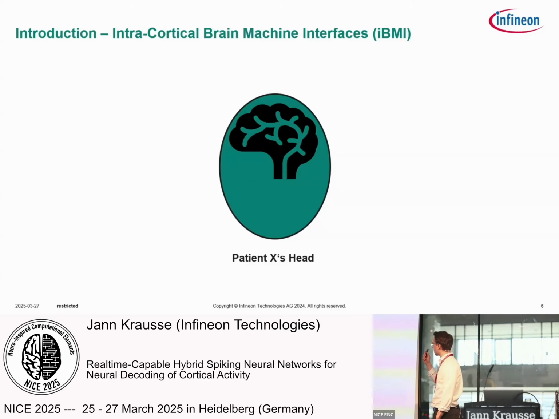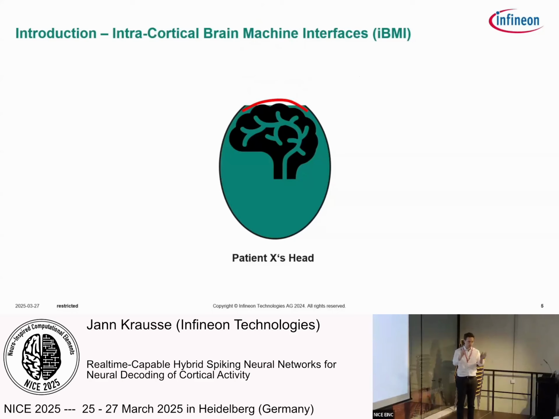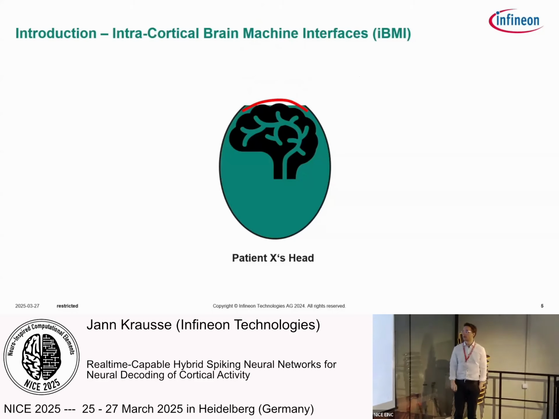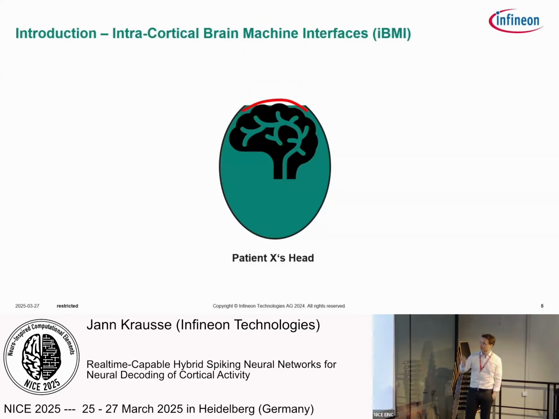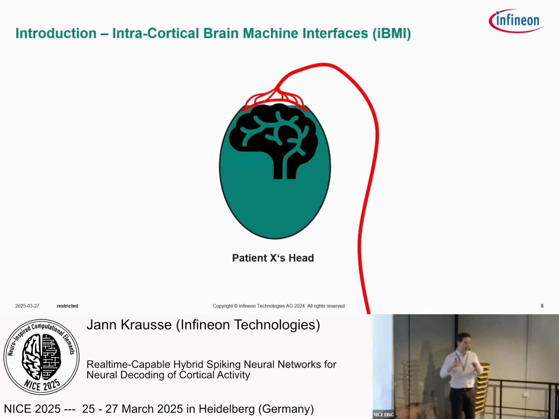Specifically, how this would look is the following. You have a surgical procedure. The surgeons open the skull, and then they attach an interface to the cortex. This specific kind of BMI is called an intracortical brain-machine interface because it sits right on the cortex. And then you connect this interface with a lot of cabling. The cabling goes into a machine, and that machine works with the data that's being recorded from the cortex.